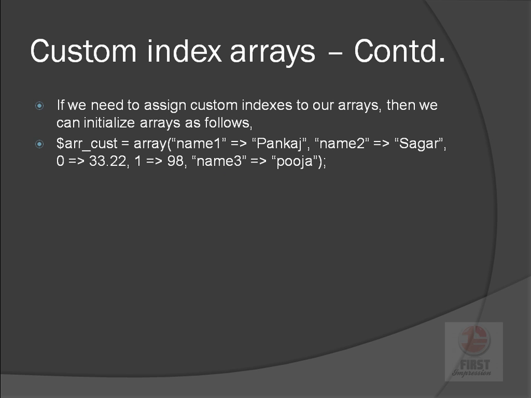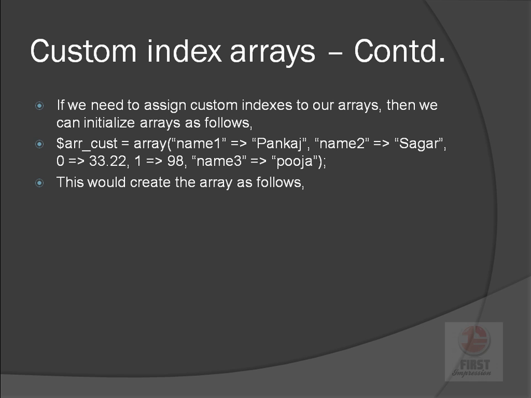So how many keys do we have over here? Correct. We have 5 keys. The first key is name1 having the value Pankaj. The second key is name2 having the value Sagar. The third key is 0 having the value 33.22. The fourth key is 1 having the value 98. And the fifth key is name3 having the value Pooja.